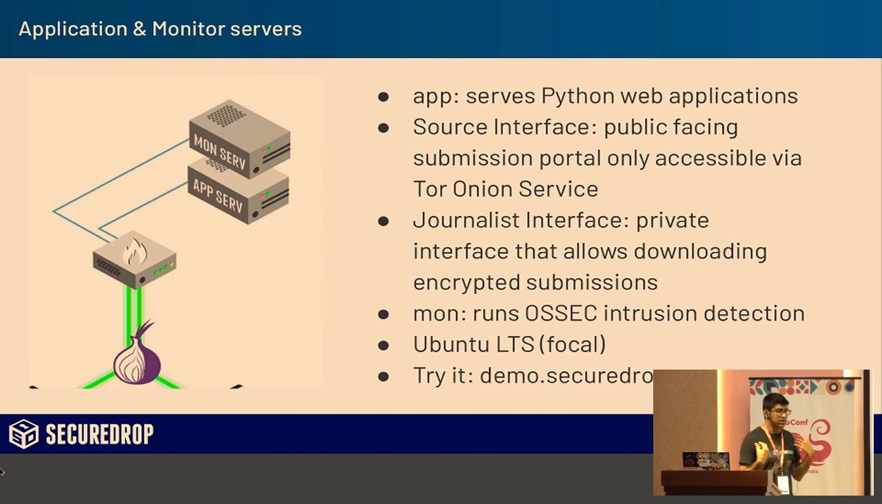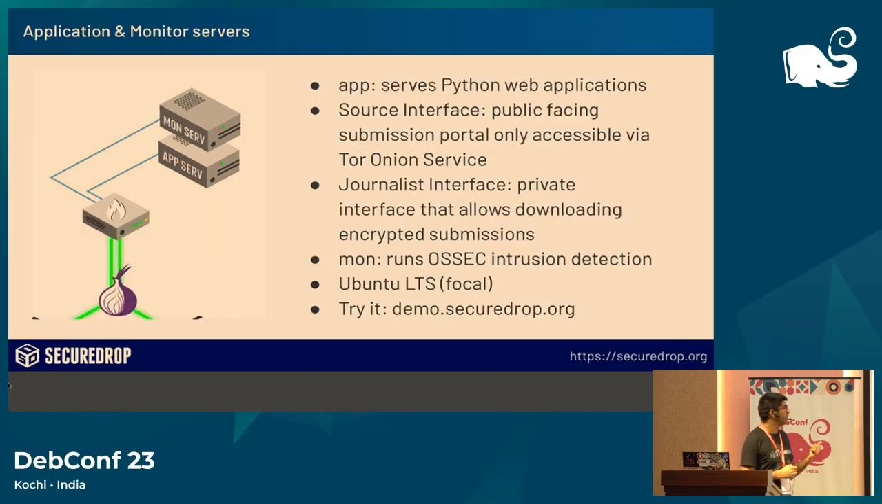So the main part that we end up working on is the application server and the monitor server. The application server serves two Python web applications. One is the journalist interface, and the other is the source interface that I showed earlier. The source interface is publicly facing. It's the submission portal, and it's only accessible as a Tor Onion service. So you have to use Tor Browser, and this basically helps prevent network level attacks. On the other hand, we also don't have to worry about corporate firewalls because Tor can break through those.